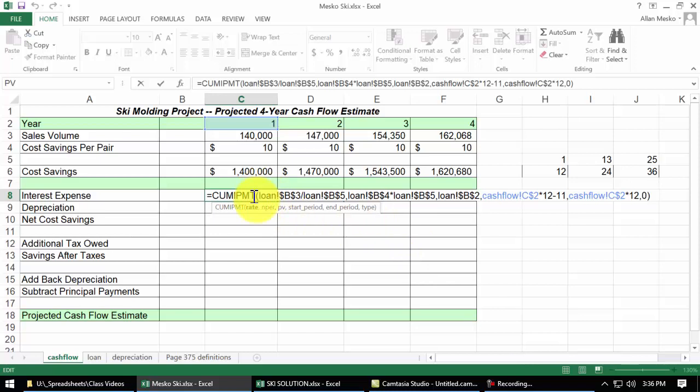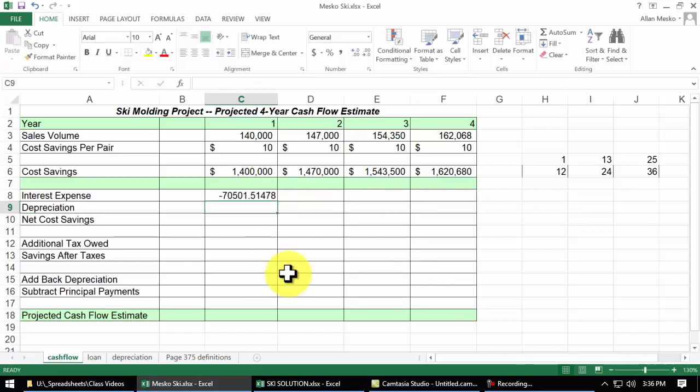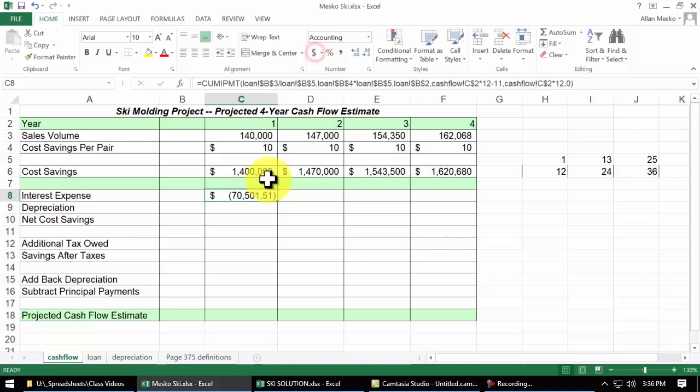When I take my extra equal sign that I had in here out, that's how much I'm going to pay interest the first year. It would be nice to format that as currency, wouldn't it? Now I can copy that formula over, and I should be paying less interest every year, shouldn't I? Because I'm paying that loan off. So I've got less interest the second year, less interest the third year, and even less interest the fourth year.